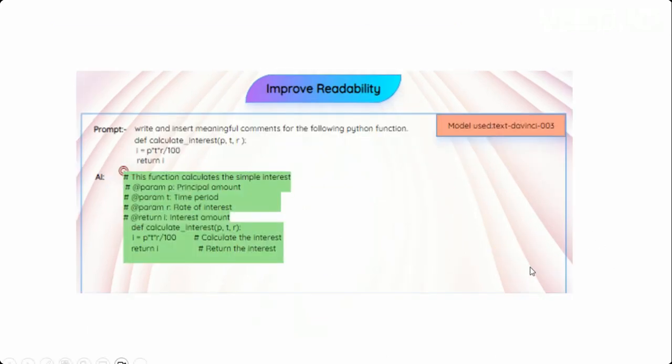Here is the improved readability. We should write and insert meaningful comments for the following Python code. We have given a Python code, and to increase the readability we can add comments. We ask the AI to write the comments, and it will give you the comments appended to the above code. Like that we can improve the readability.